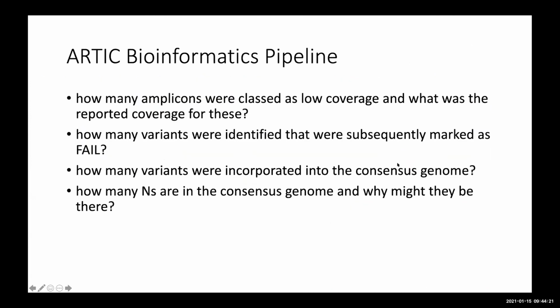Okay. So Will set a bunch of questions here about the output of the ARTIC bioinformatics pipeline. So the questions he asked were, how many amplicons were classed as low coverage and what was the reported coverage for these? How many variants were identified that were subsequently marked as fail, perhaps because they were low quality? How many variants were ultimately incorporated into the consensus genome? And how many Ns are in the consensus genome and why might they be there?